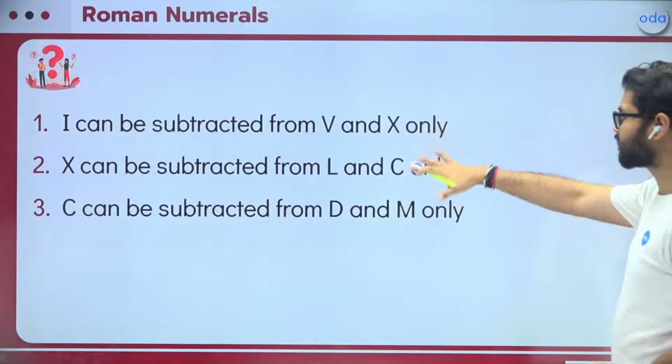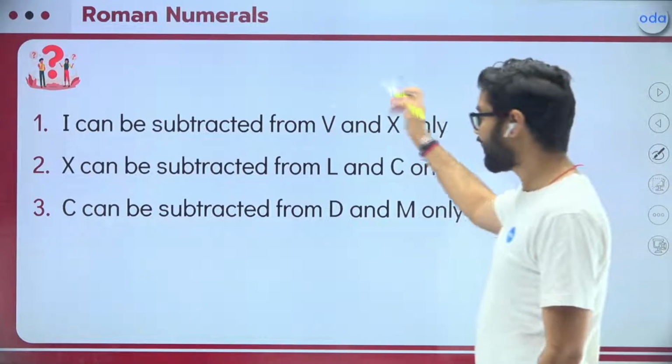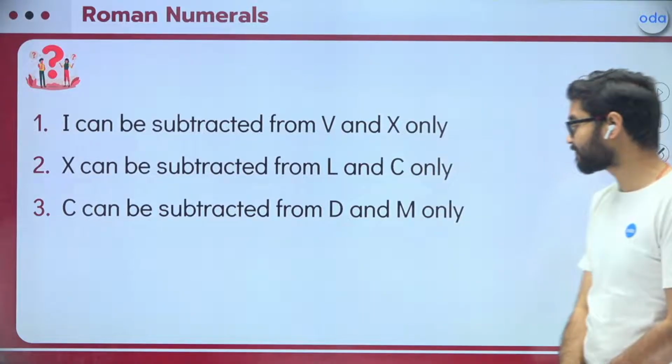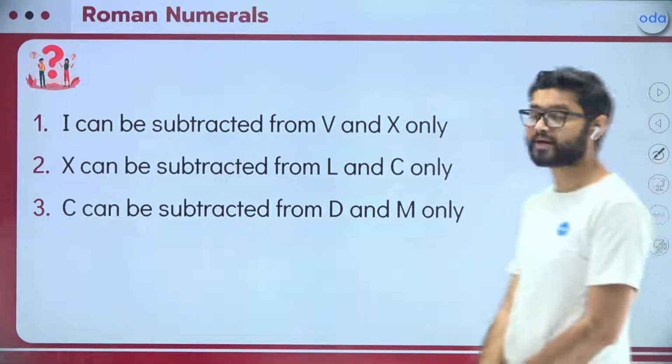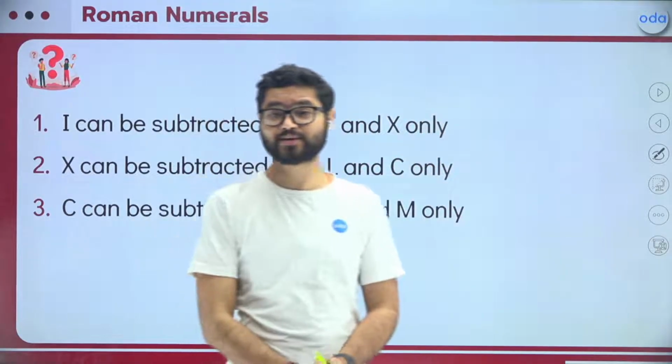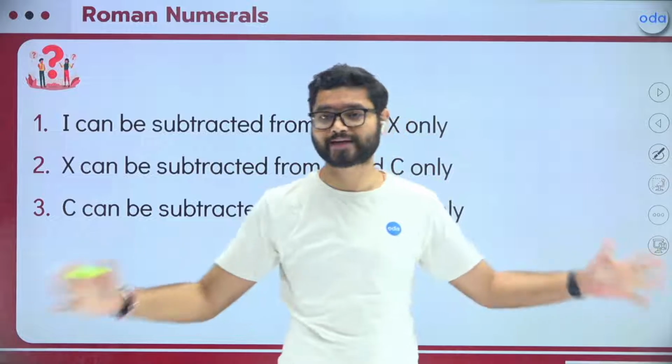Let's come to the second, third, and fourth rule. I can be subtracted from V and X only. X can be subtracted from L and C only. C can be subtracted from D and M only. Okay. Too much information to remember? Don't worry, I'm here for the rescue. I will be telling you how you can remember.